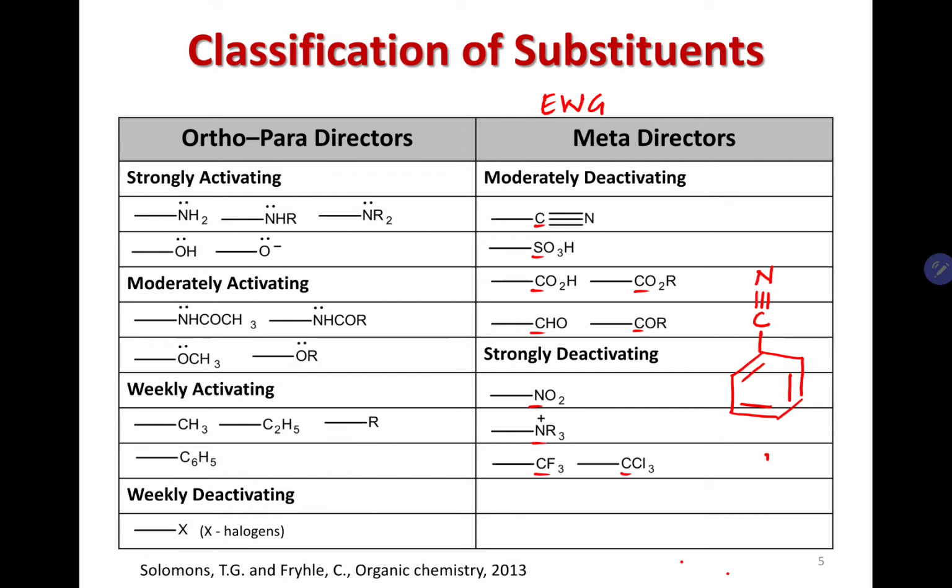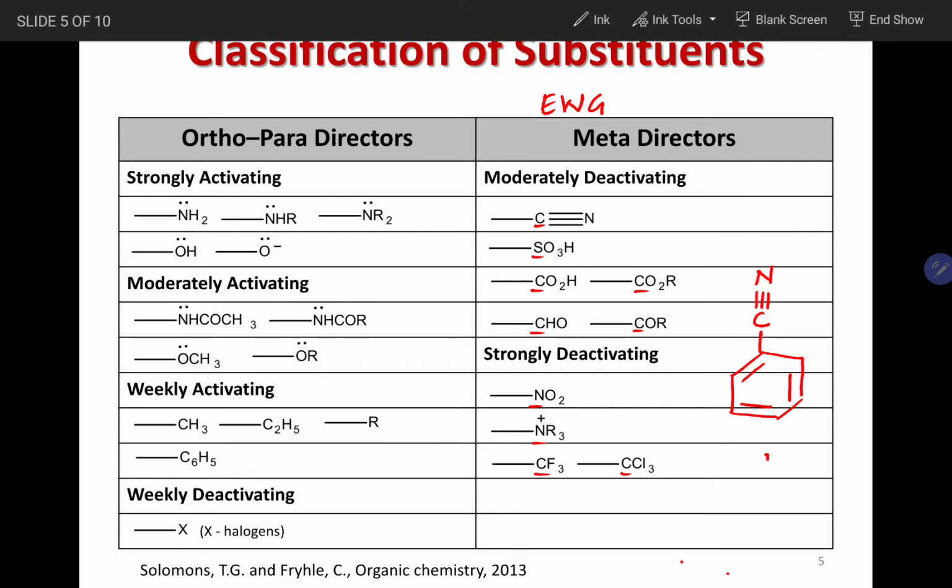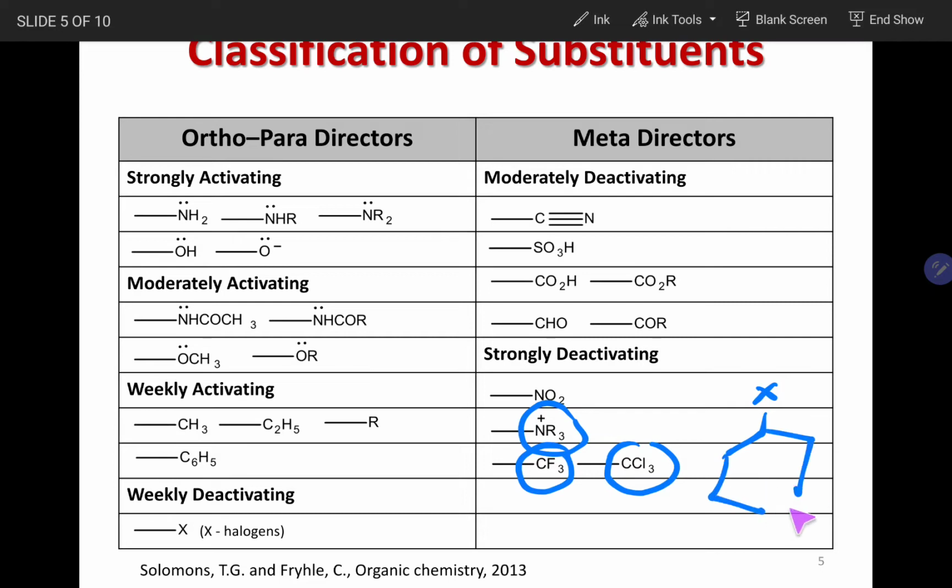And also there are exceptions, of course. This is one way to remember them, but there are exceptions. Common exceptions are what? CF3 and CCl3. These are common exceptions. And of course ammonium ions. The thing about these exceptions is that even though they don't have multiple bonds like the other electron withdrawing groups, they are highly electron withdrawing.